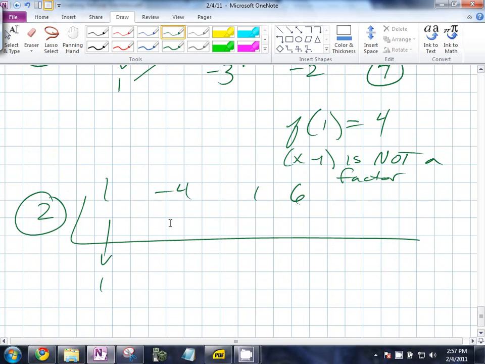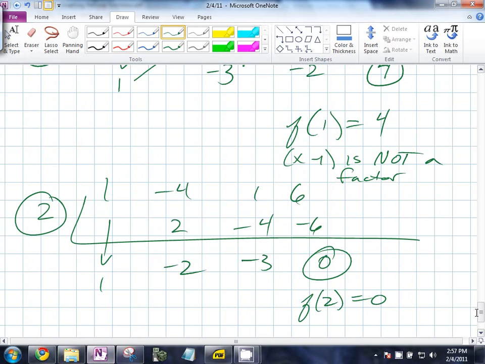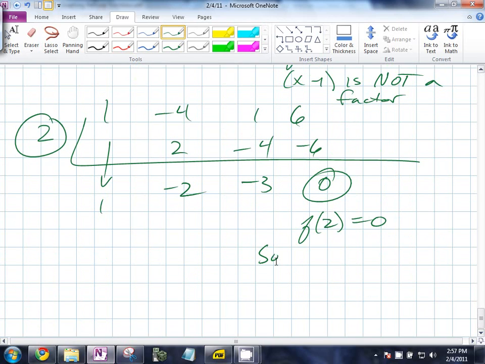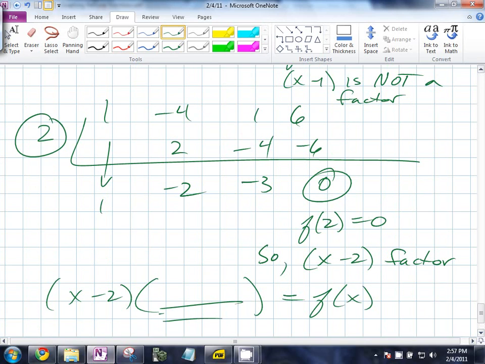You're going to be totally programmed. When you see zeros, you're going to be happy. Because you now know that f of 2 is 0, so x minus 2 is a factor. So you now know that x minus 2 times something is equal to our original polynomial. We need to know what that something is, and this is where synthetic division is so powerful. It tells you, and it's sitting there right in front of you.